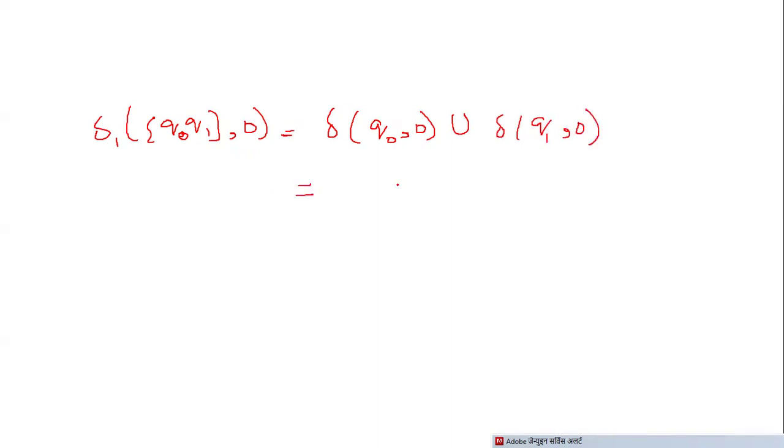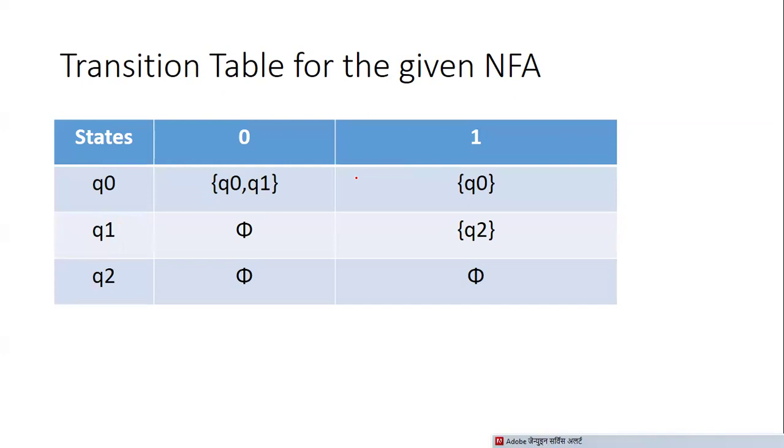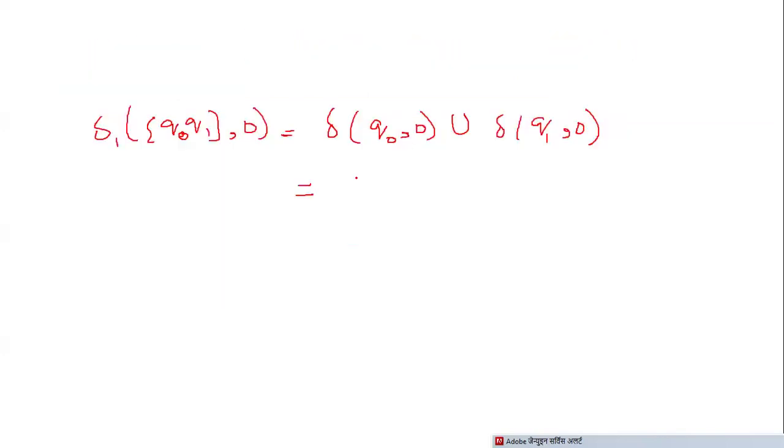Del 1 is the transition function for the DFA, which has to be determined. Now, del is nothing but the transition function of the NFA. So, q naught q1 is a single state in the DFA, but it is a set of different states in the NFA. Let us see what is del of q naught comma 0. Del of q naught comma 0 is again q naught comma q1. So, you can represent it as q naught q1.